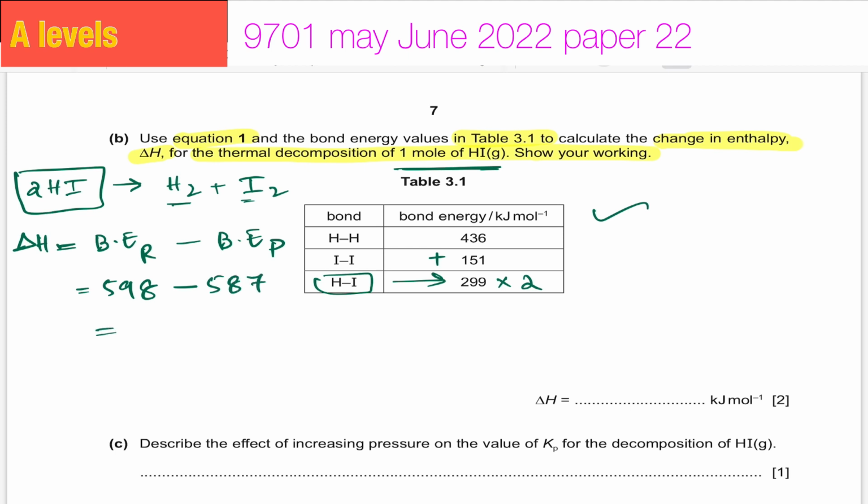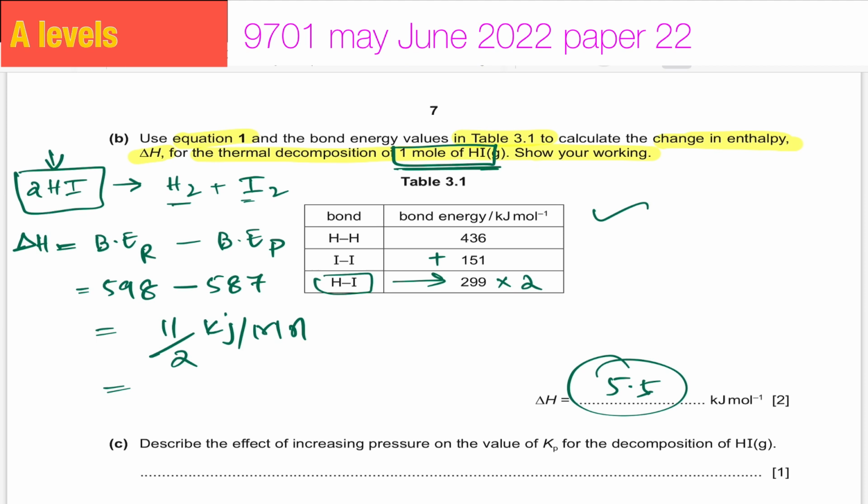So bond energy of reactants minus bond energy of products would be equal to 598 minus 587, that is equal to 11. But just remember that this is the value for when 2 moles of hydrogen iodide are decomposed. And they are asking for 1 mole of hydrogen iodide. So to find the enthalpy change for the thermal decomposition of 1 mole of hydrogen iodide, just divide this value by 2. So 11 divided by 2 would be equal to 5.5 kilojoules per mole. So this is the energy required to decompose 1 mole of hydrogen iodide.